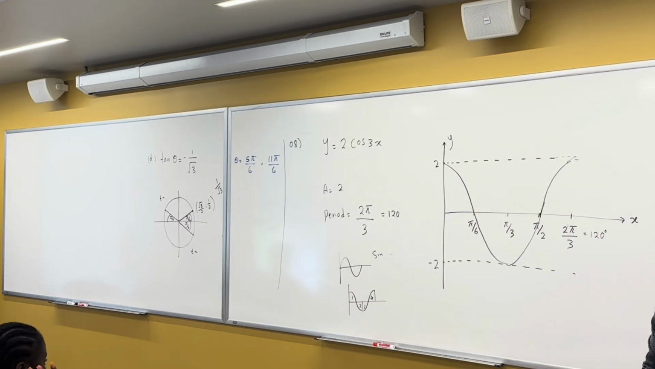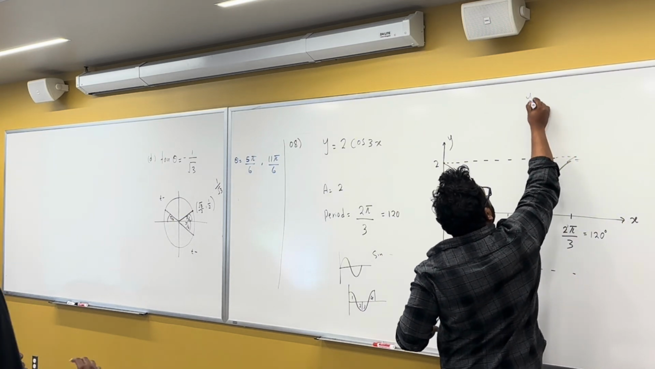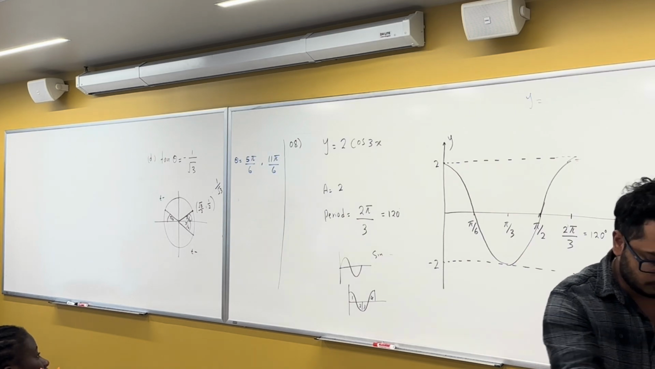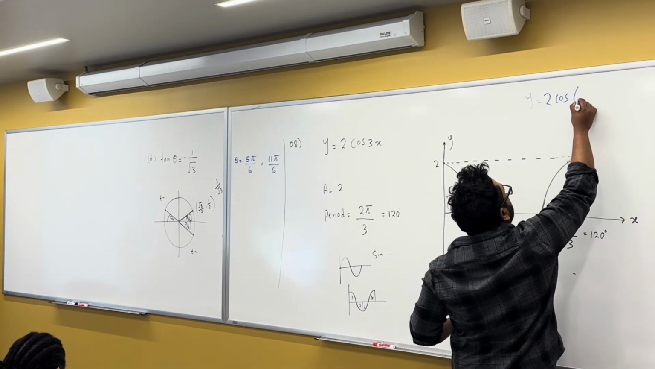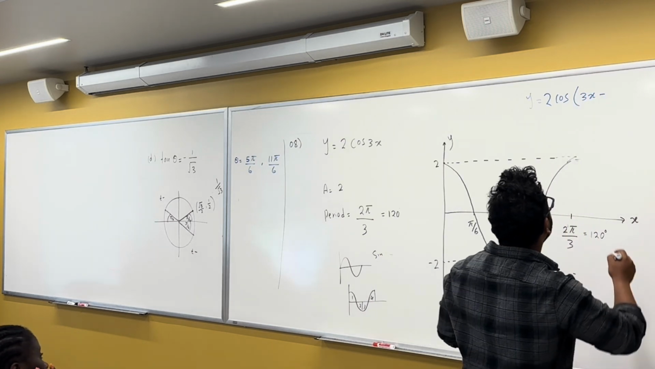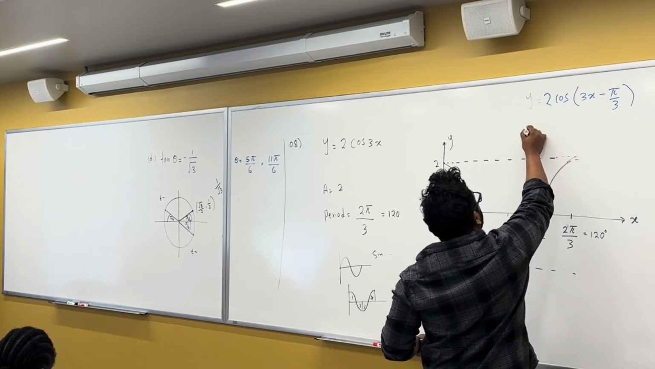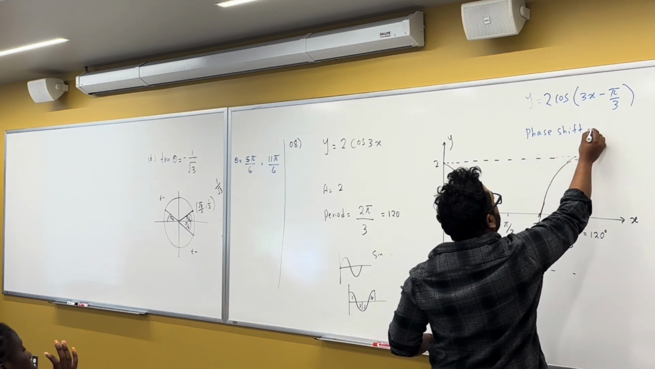Okay. Last one, the next part: 2 cosine 3x minus pi over 3. You need to draw this now, using that. Let's see if I have a good color. Oh yeah, this is good. 2 cosine 3x minus pi over 3. Can anybody remind me what the phase shift is now? It's pi over 3, right?